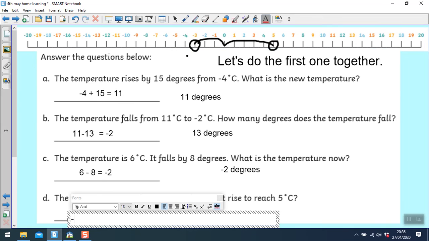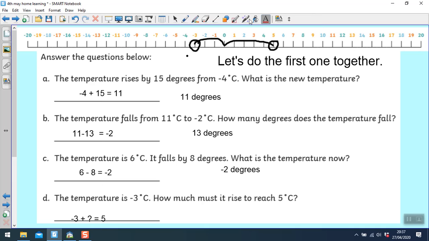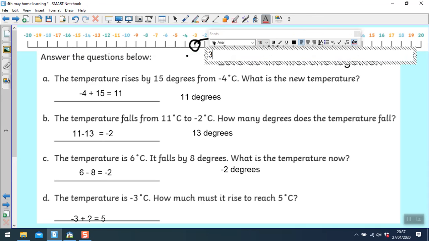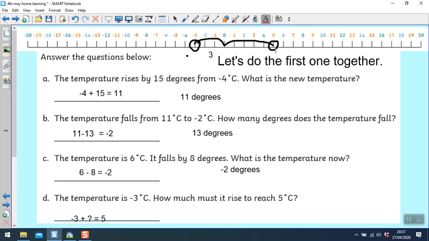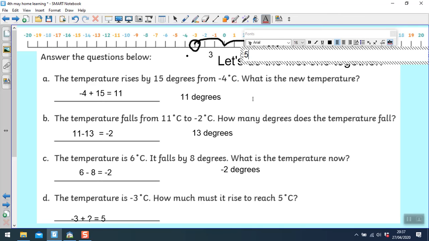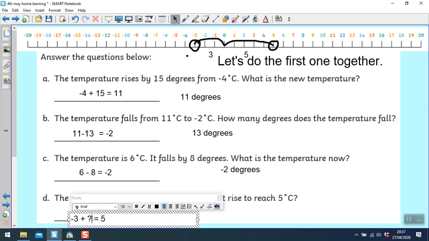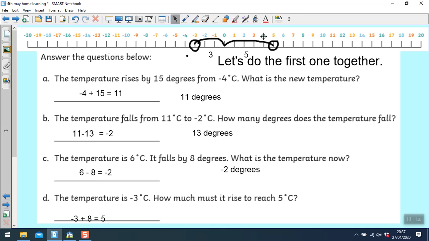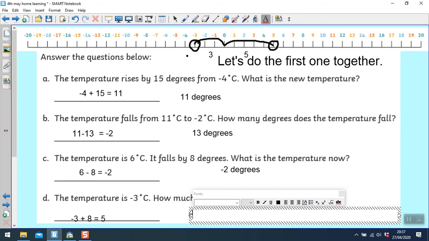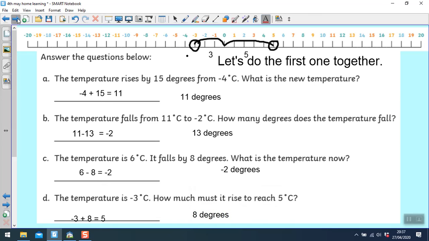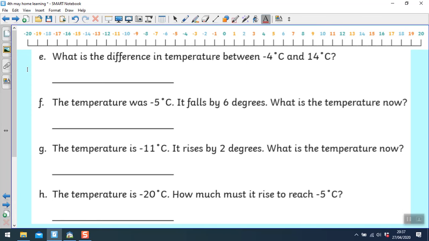So you're doing negative 3 plus what equals 5. So negative 3 add 3 equals 0, and then 0 add 5 equals 5. So altogether you've added on 8. So negative 3 must rise by 8 degrees to get to 5 degrees Celsius. Have a go at these questions and pause the video while you do this.